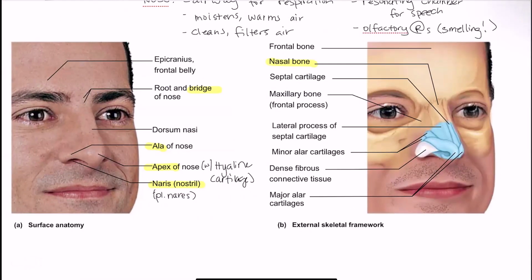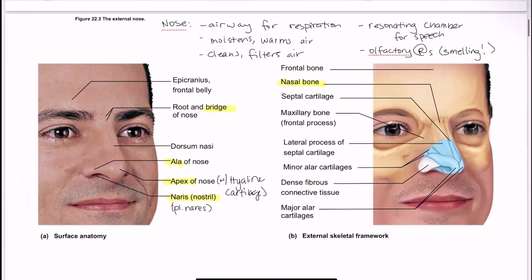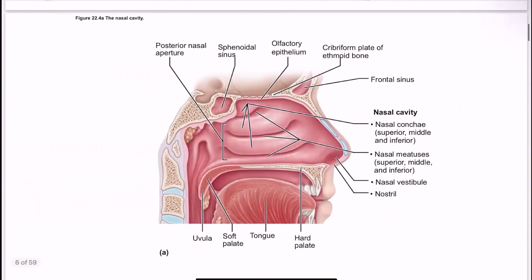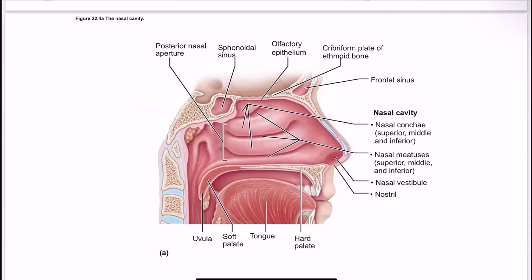Let's peel the skin back and look underneath. When we look at all of these cartilages, there are pieces of cartilage, and they all have different names, but they're all hyaline cartilage. Looking into the nasal cavity next, this is all the inside parts of the nose. What we see here is the passageway of air. Air goes in through the nostril, and then we pass through this nasal cavity.